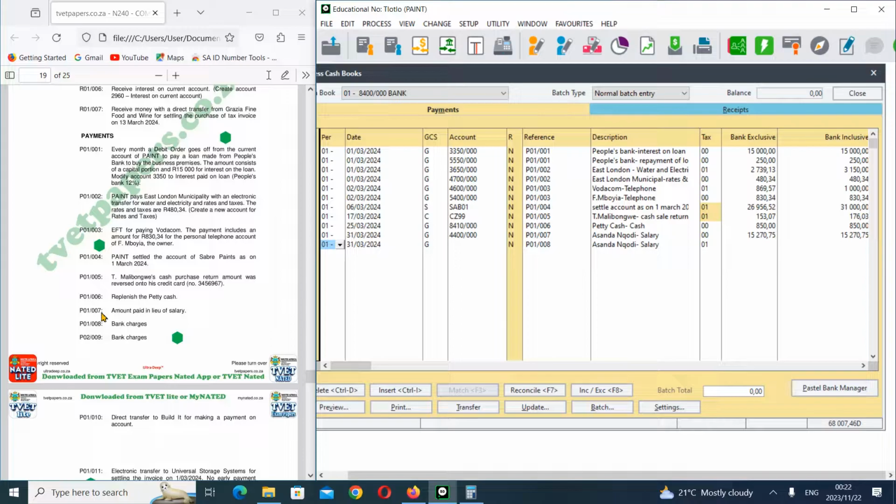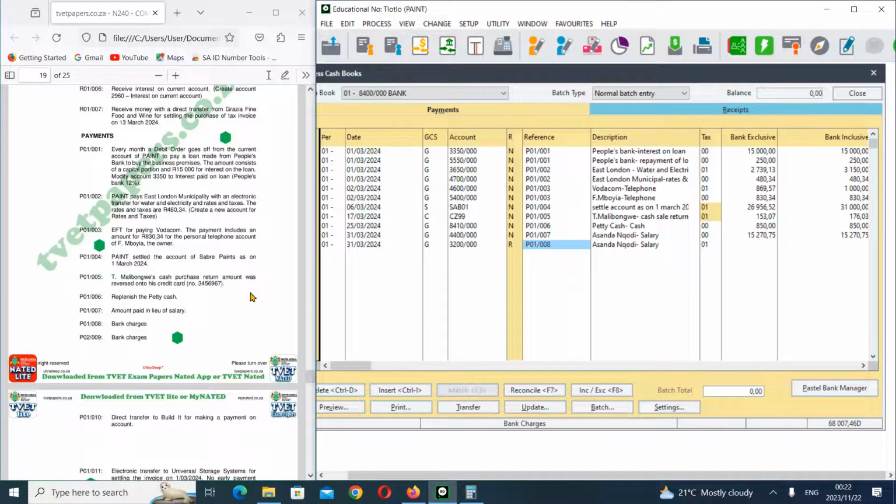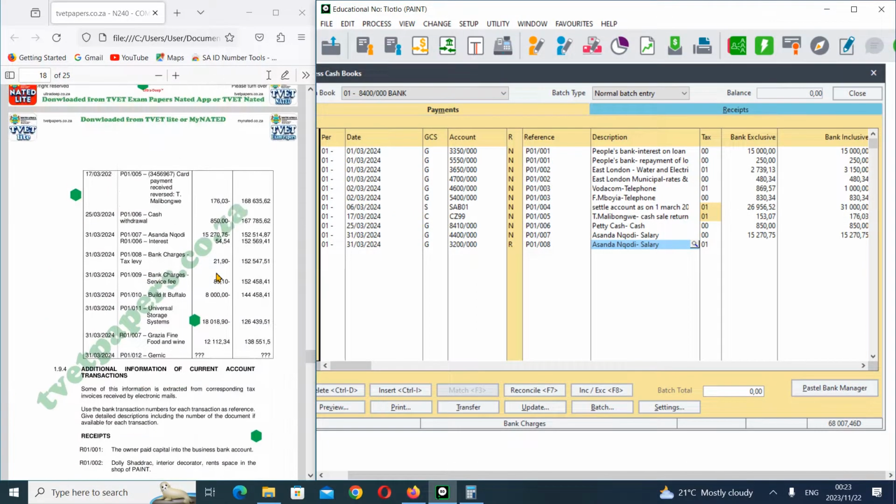And now we are on our P8. Of course, it will be on the 31st also. So it's bank charges. It will be for bank charges, and it's P8, it's fine. What is happening here? We're paying bank charges to the People's Bank, because as you can remember, we bank with People's Bank.